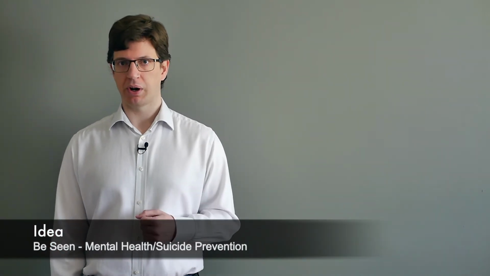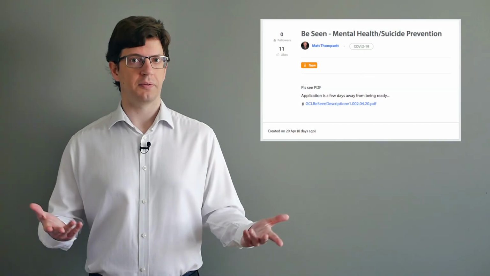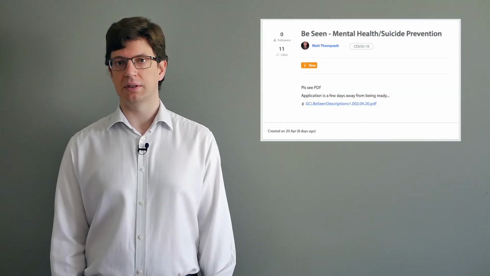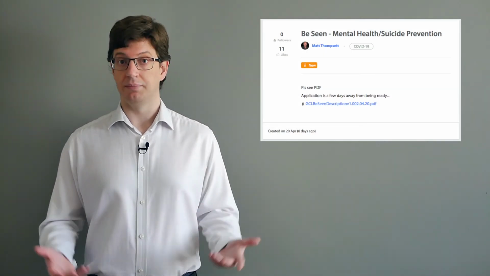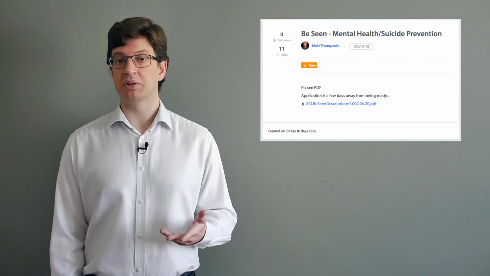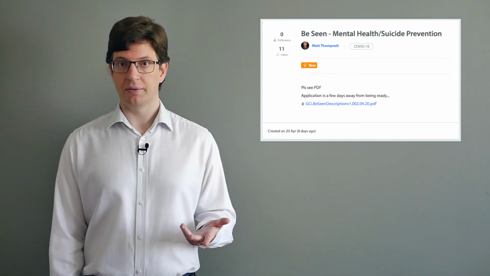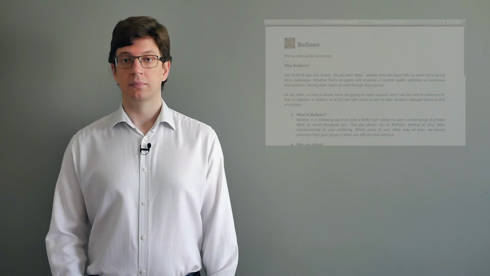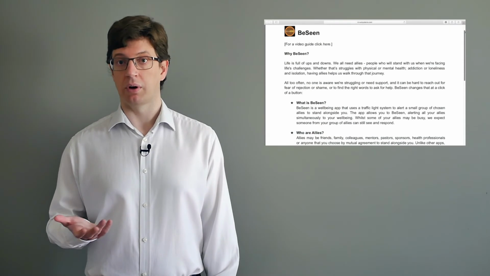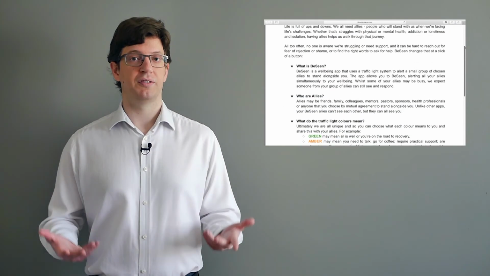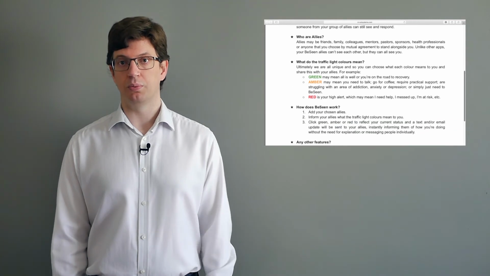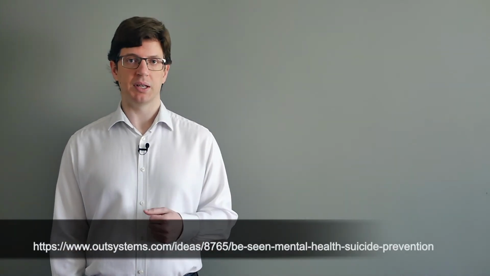On our final segment, we're going to talk about this week's idea. This week on the COVID-19 Community Response Program, one idea that seems to stand out was the idea for the application Be Seen. The concept of this application is to help those who struggle with physical or mental health difficulties. Be Seen is a well-being application that uses a traffic light system that notifies a group of individuals that are chosen as your allies. The app allows you to alert simultaneously all of your allies to your well-being. Even if some of them are busy, surely someone from your group will be able to see the alert and respond. If you want to give your feedback or show your support to this idea, you can find it at the following link.